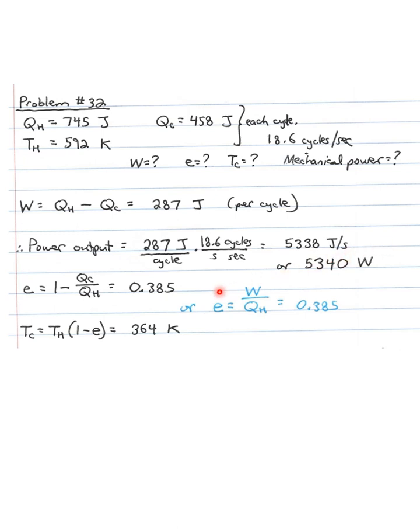The efficiency is 1 minus Q sub C over Q sub H, which is 0.385. We could also have gotten efficiency as work divided by Q sub H. And that also, of course, gives 0.385. And finally, the cold temperature. We're going to use the Carnot efficiency equation and solve it for T sub C. So that's T sub H times 1 minus E, and we get 364 Kelvin.